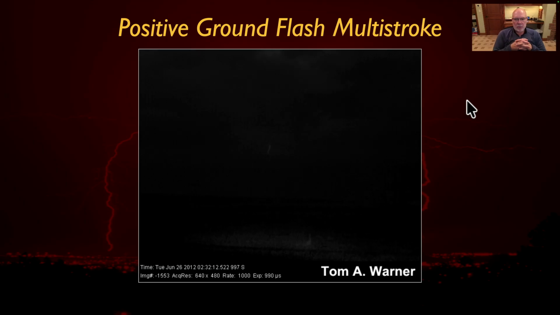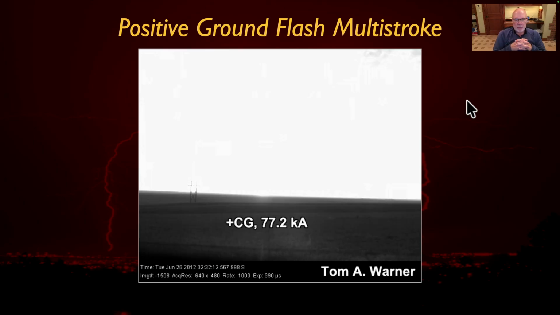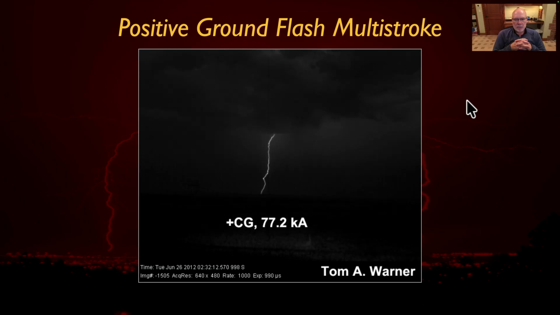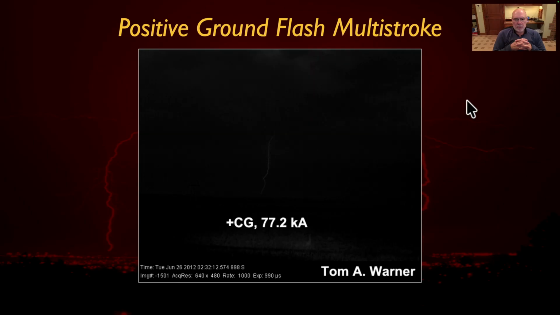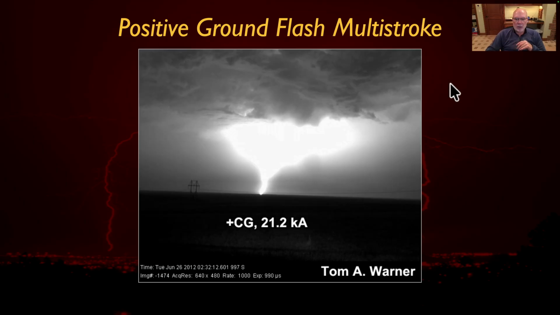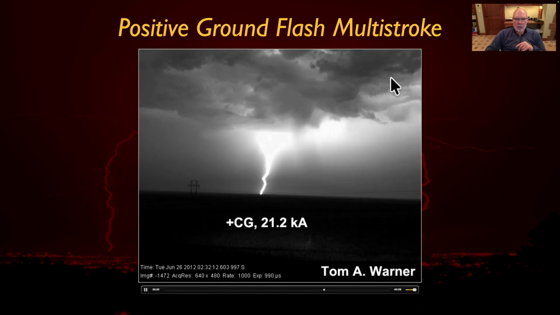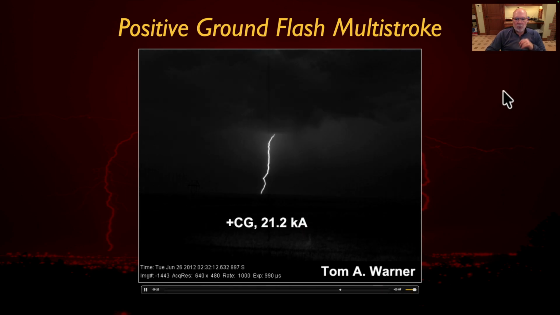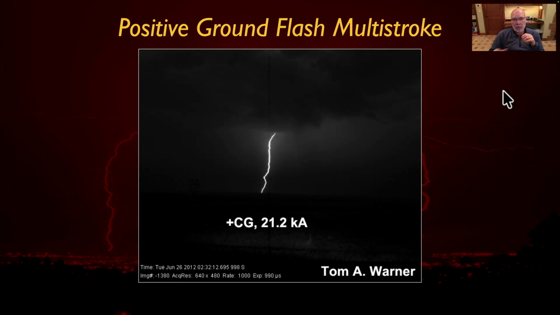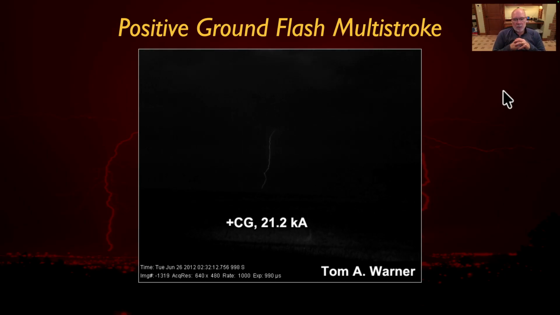Another example. In this case, we can see some brightening occurring before the subsequent. So clearly something up in here occurred, so we think it's that redevelopment on a decayed negative branch, and the positive end reached all the way to the ground.